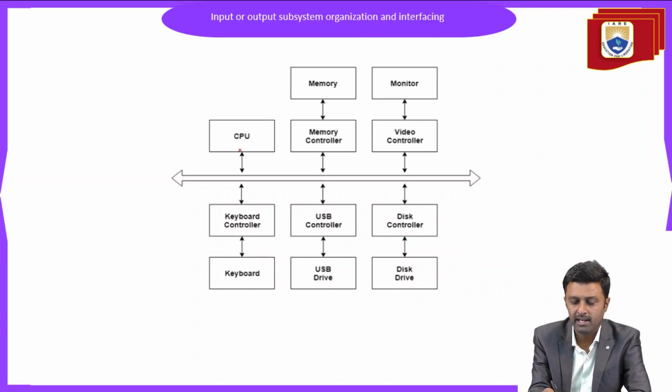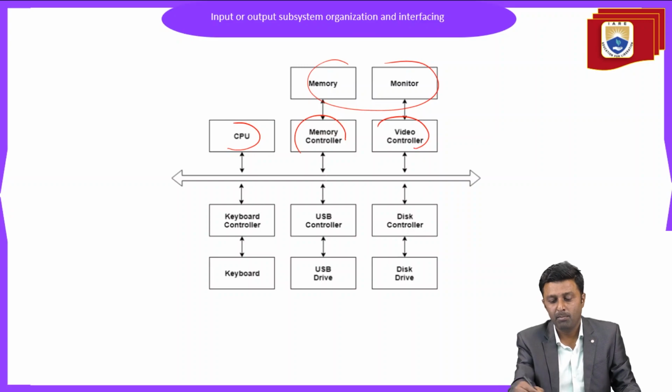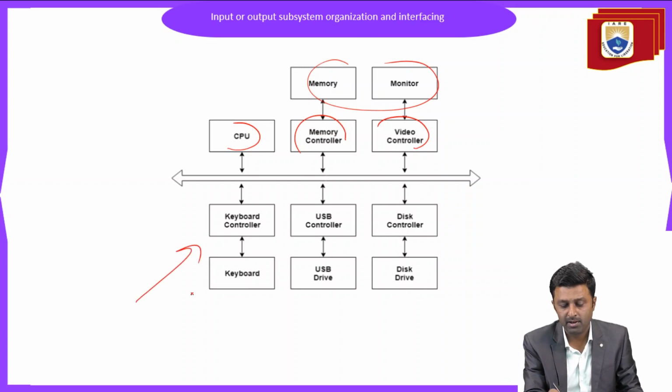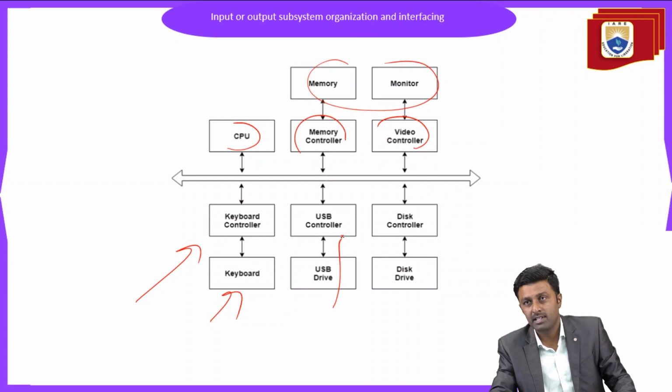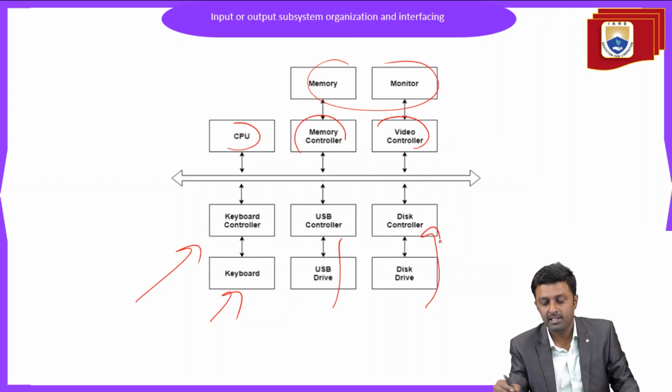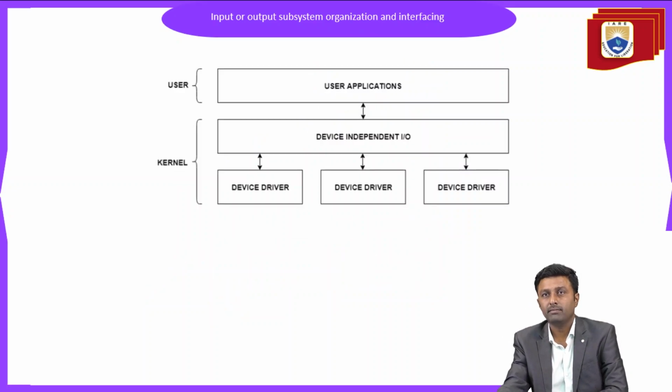As you can see in the diagram, this is a CPU, with a memory controller, a video controller, and other devices like the monitor and memory, and they are connected with other peripherals. The keyboard is connected with the help of a keyboard controller, the USB drive is connected with the help of a USB controller, and the display too. For each and every one, controllers are there. With the help of that, the interfacing is done.